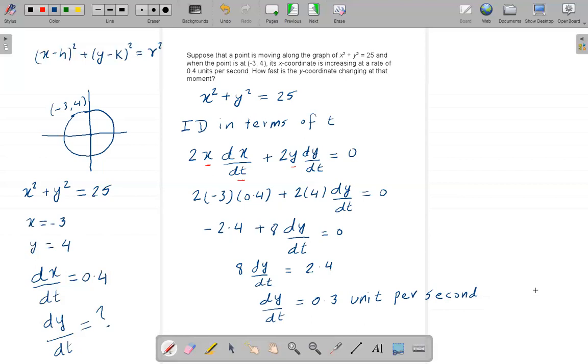All right. So the idea here is implicit differentiation, and you need to understand that when you see this, it means the rate of change of x, and when you see this, it means the rate of change of y. Okay, so I showed you two problems here.